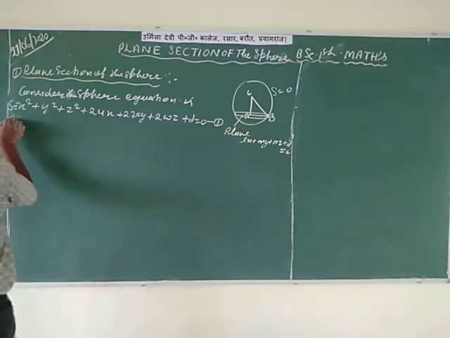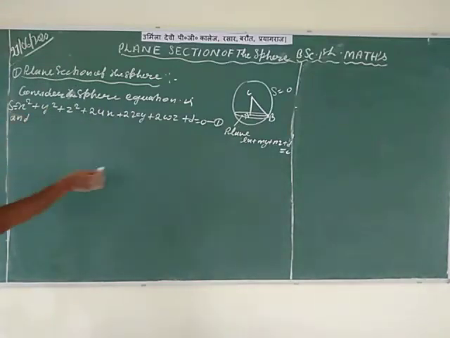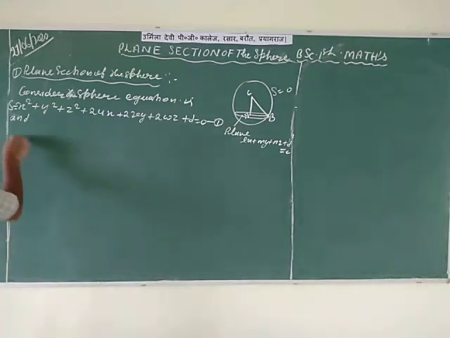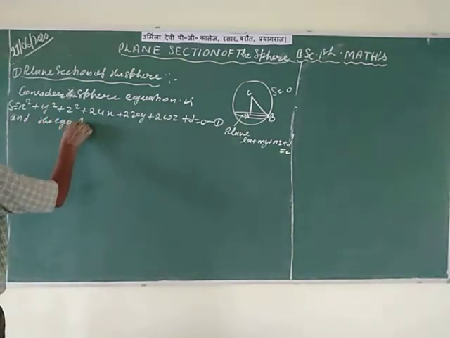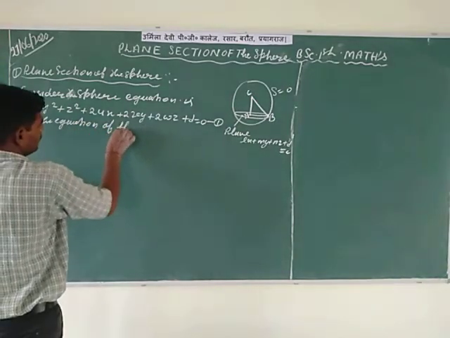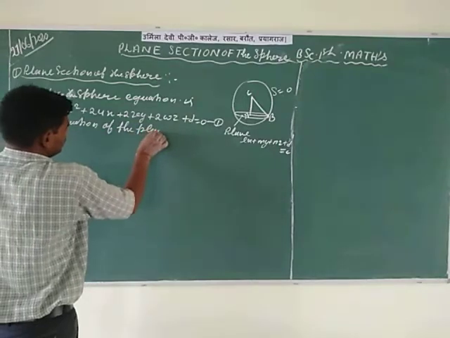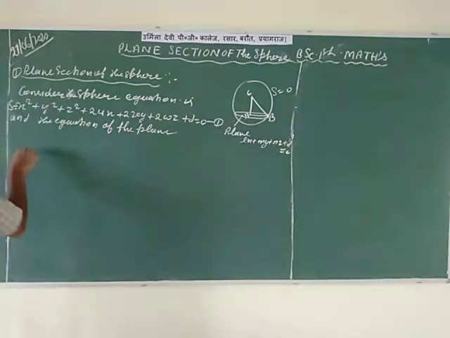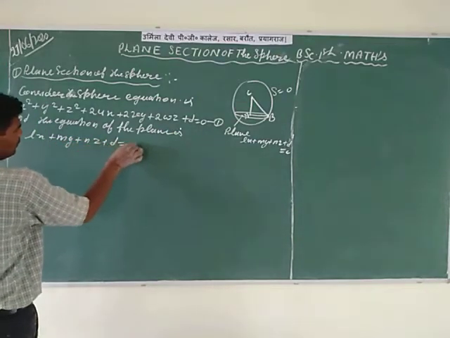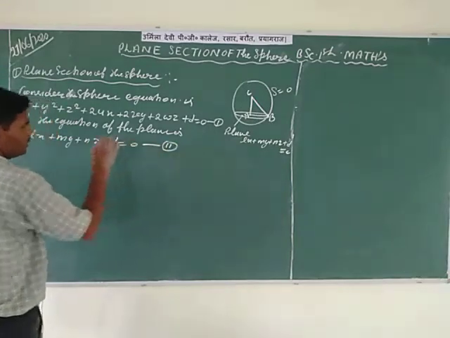And we also take an equation of the plane. Here suppose that the equation of the plane is Lx plus My plus Nz plus d is equal to 0, represented by the second equation.